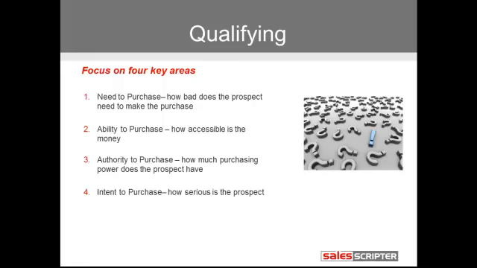So you get to the conversation, and that could be in the form of a meeting, whatnot. And then you can do your deeper qualifying. At this point, you're going to look in those 4 areas that we outlined earlier. So, is there a need to purchase? Is there an ability to purchase? Do they have the authority to purchase? And is the genuine intent to purchase there?